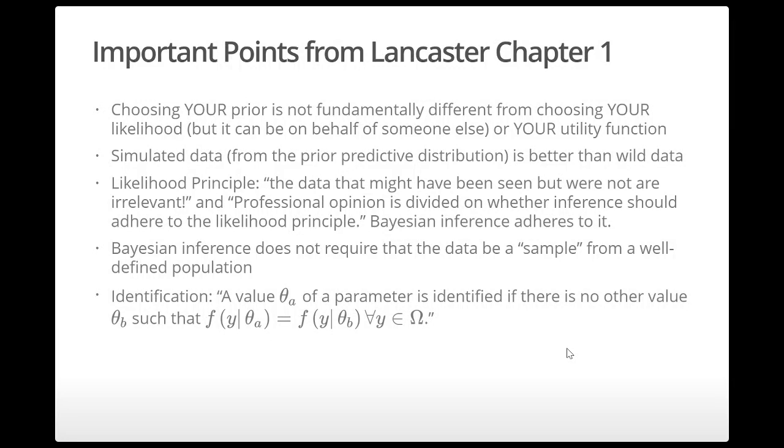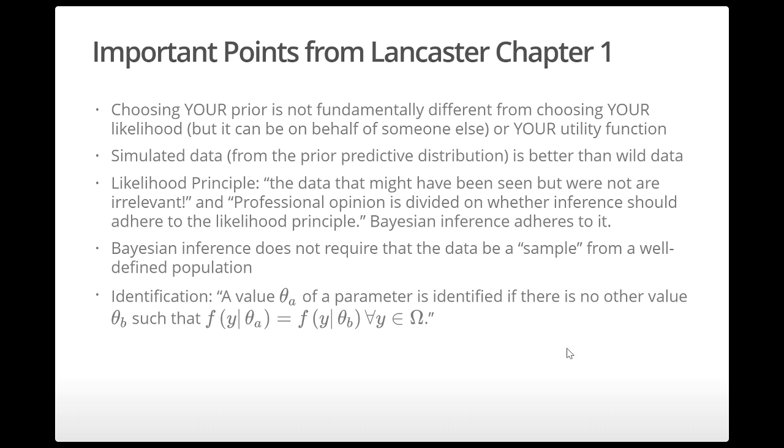So turning to the reading, some important points, I think, from a really good chapter on the subjective Bayesian approach in economics, but it applies, I think, throughout the social sciences. One point Lancaster makes is that choosing your prior is not really a fundamentally different process than choosing your likelihood. It doesn't even have to be yours. You can do it on behalf of someone else.